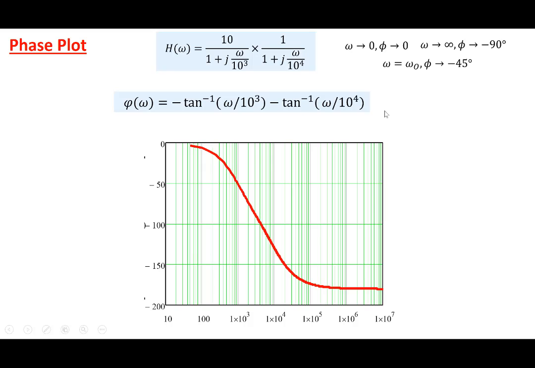And similarly, if you go to 10 to the power 4, so when you go to omega equal to 10 to the power 4, then this term will contribute 45 degrees, and for this term, 10 to the power 4 is divided by 10 to the power 3, so it's a factor of 10, so it's getting close to 90. So minus 90 and minus 45. So let's see, somewhere here you can see maybe it's getting close to 135 or so, right? So basically this is what we keep in mind while sketching the phase plot here.